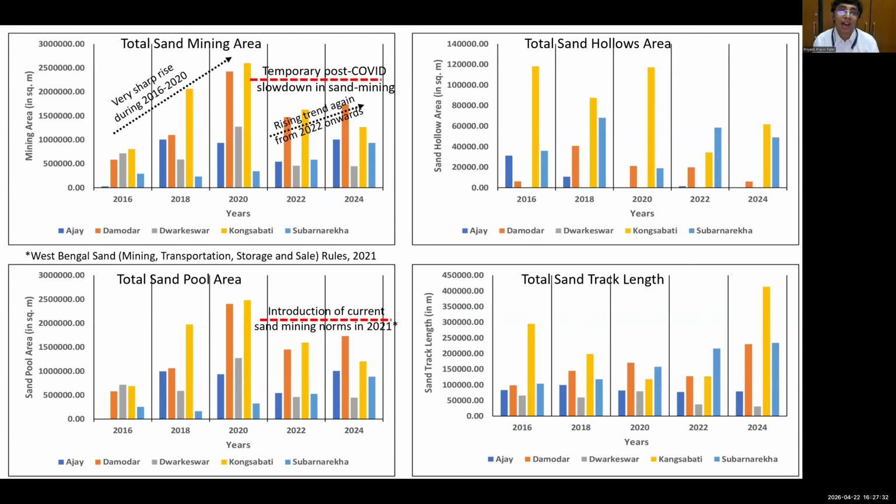What is the growth in the sand hollows? That is more mining. What is concerning is we are seeing much more growth in the sand pools. So that means you are having mining beyond the permissible limit, more and more mining that is taking place. And there was a rapid rise till 2020.